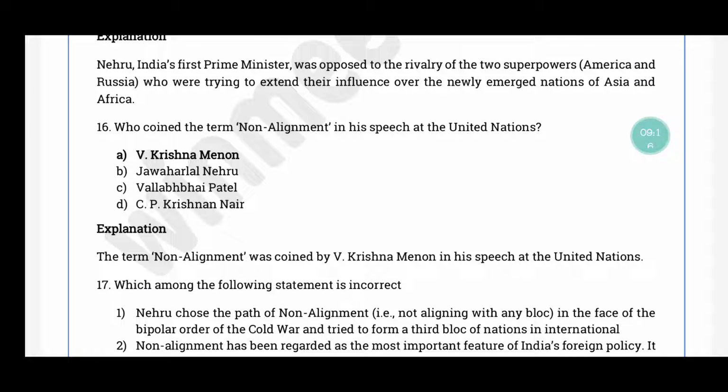Question number 16. Who coined the term non-alignment in his speech at the United Nations? The correct answer is option A, V. Krishna Menon. The term non-alignment was coined by V. Krishna Menon in his speech at the United Nations.